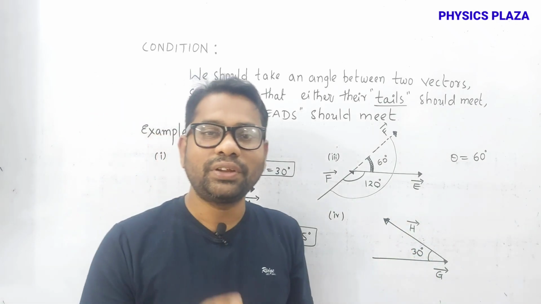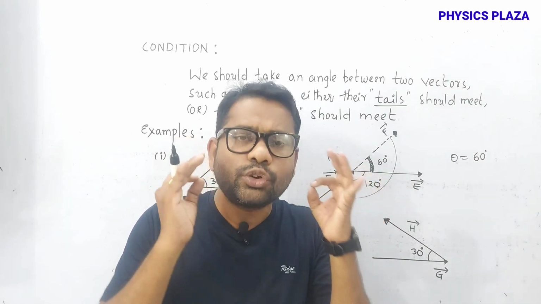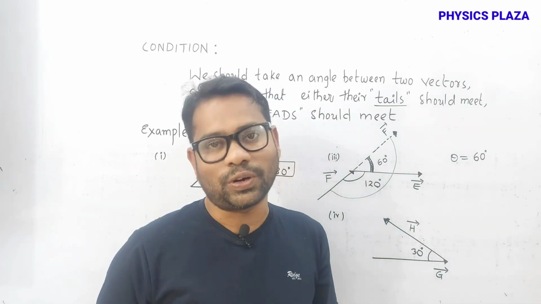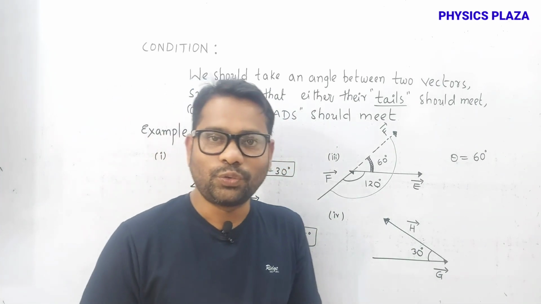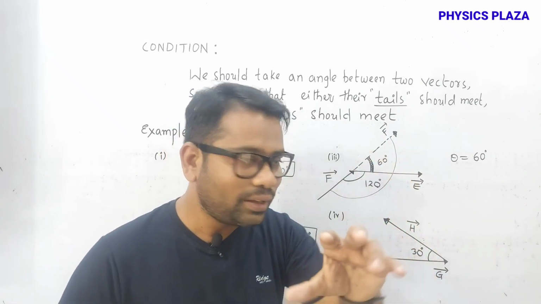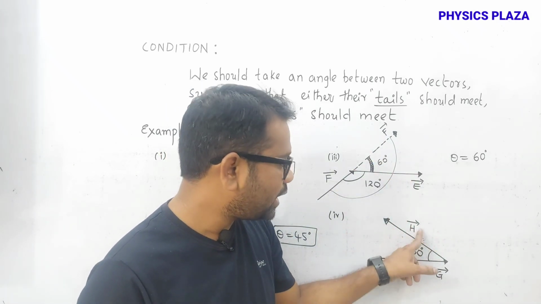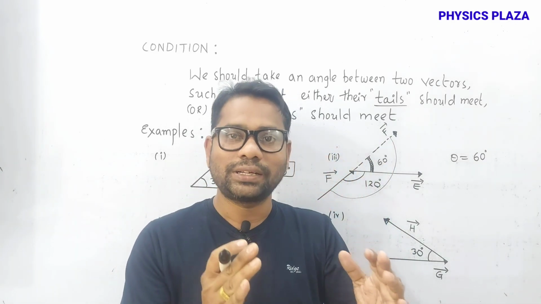Come on, just pause the video and comment your answer. Test yourself, children, whether you are able to follow the concept or not. Okay, is it done? 3, 2, 1. Let us see. Here it's not 30 degrees. If you are taking the angle between vectors G and H as 30 degrees, then you are wrong. So let us recall the condition.